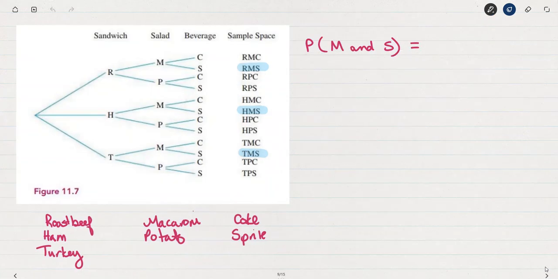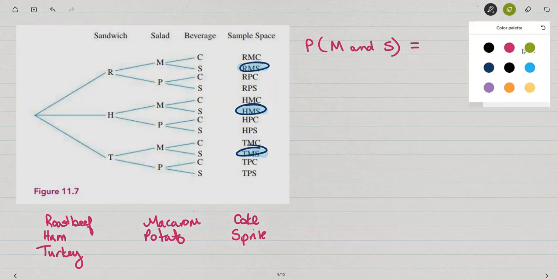What's the probability in this case that we get macaroni salad and a Sprite? So what's happened is we have a menu where you could get a roast beef sandwich, ham sandwich, or turkey sandwich, and then macaroni or potato salad, and then Coke or Sprite. So what's the probability of having macaroni and Sprite? It looks like there's 3 of the options. And how many options are there altogether?